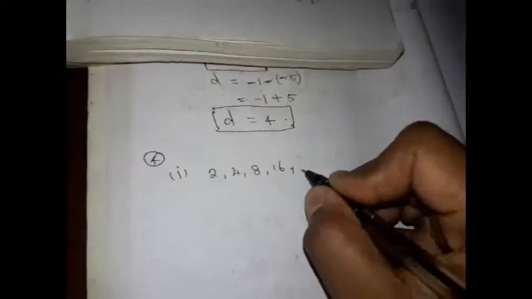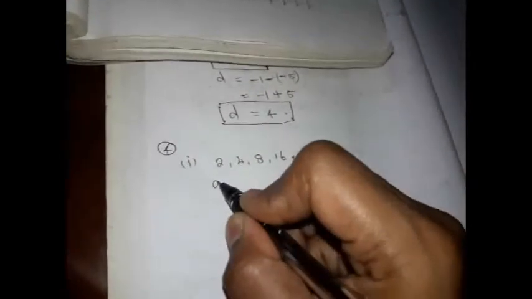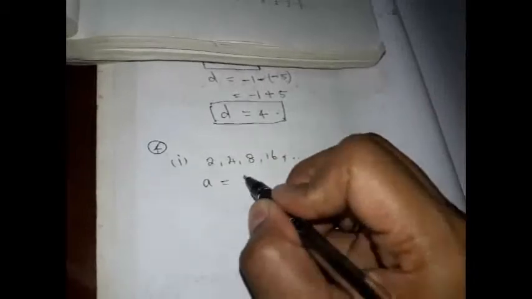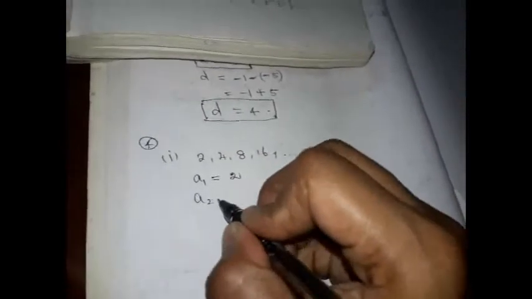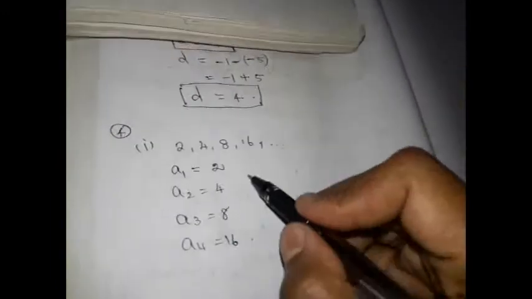Now let us start with the first subdivision. What is your question? 2, 4, 8 and 16, right? And it goes on. Now what is your A? First term is 2. First term you can name it as A1. A2 is 4. A3 is 8. A4 is 16, right? Now let us find the common difference between these.